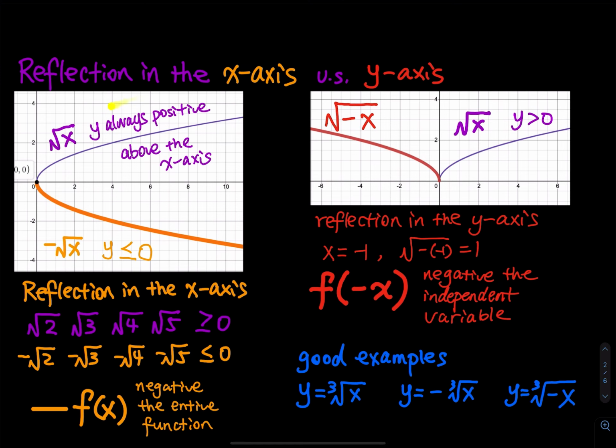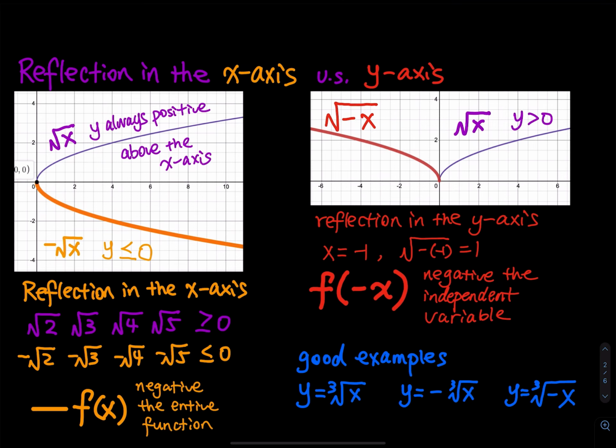So that's why the curve is above the x-axis, because in quadrant 1, x must be positive, y must be positive. When you take a square root of a positive number, you will never get negative, right? So that's why it is always above the x-axis.